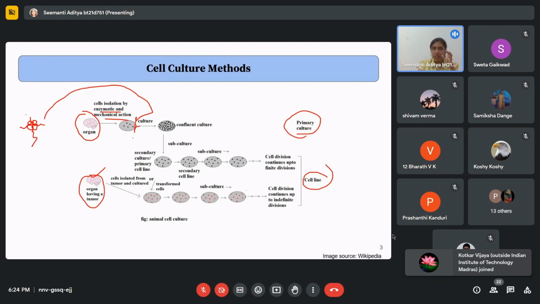Now each of these cells, although they are isolated from the same tissue, behave differently. In the sense that all cells might not be as healthy as the other. All cells might not be from the same part of the organ. For example, this organ is really big, so some cells might be from this area of the organ, some cells might be from that area of the organ. So depending upon which area you are taking, the cells might show changes in their behavior.